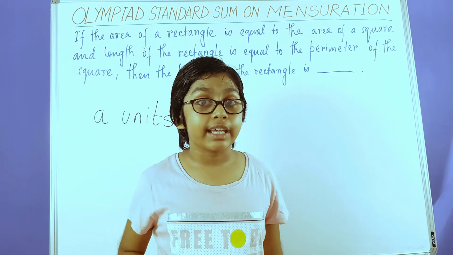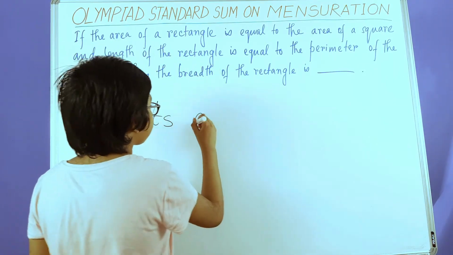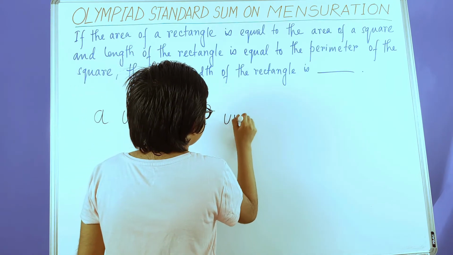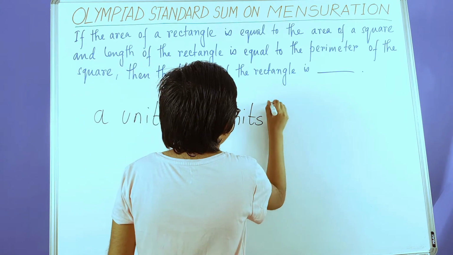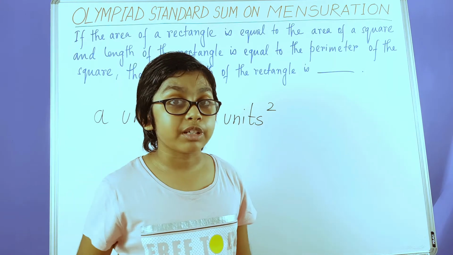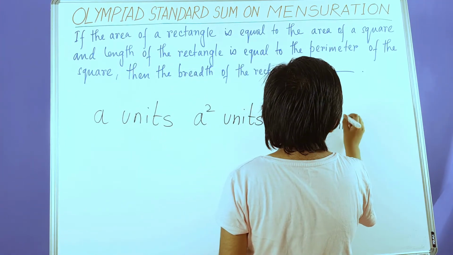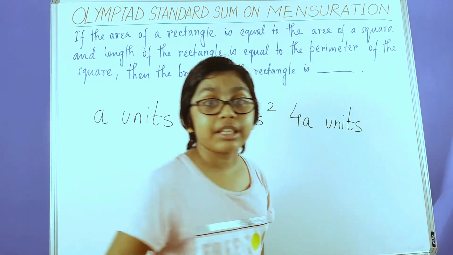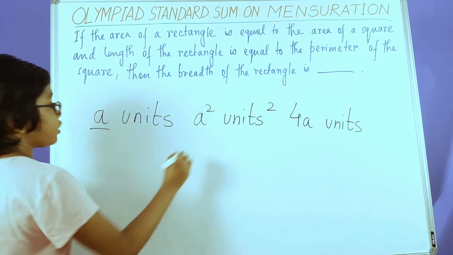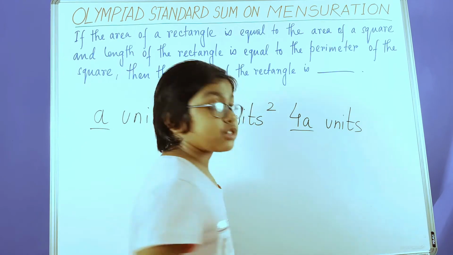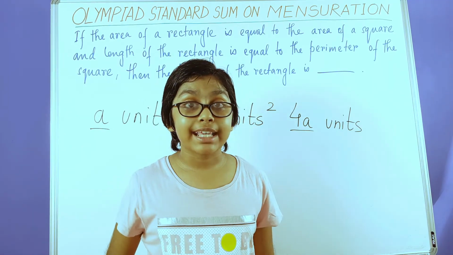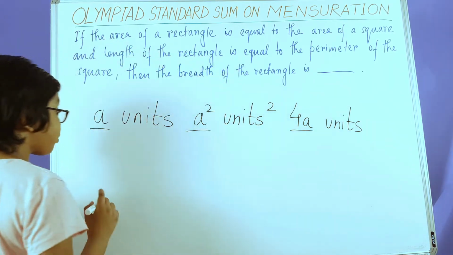Now I'm deriving area. It is A squared units squared, and finally the perimeter, that is 4A units. Now that we have one side, area, and perimeter of the square, we can do the sum very easily. But first we need to do two more things.